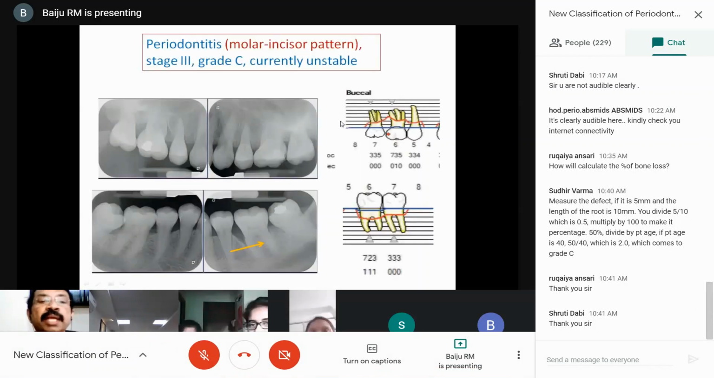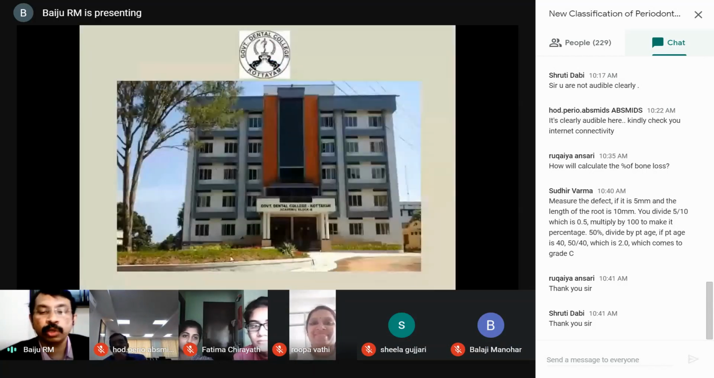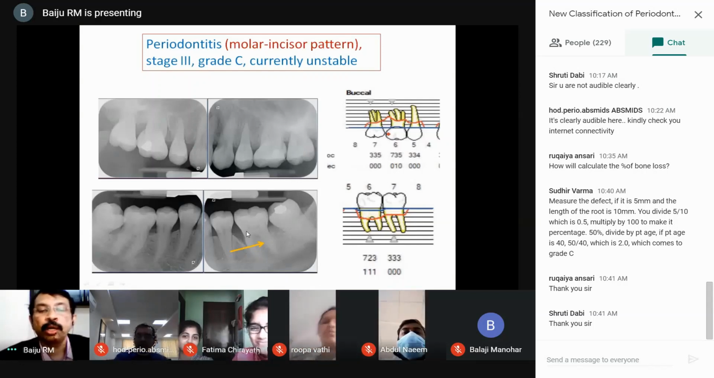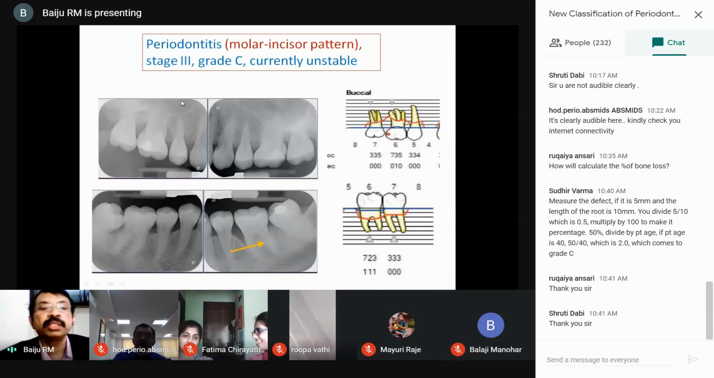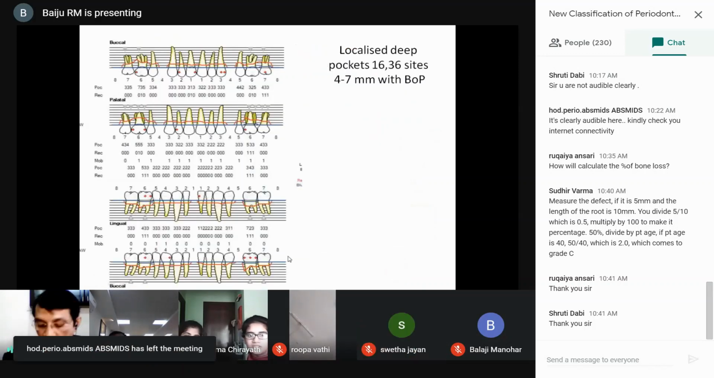So selective IOPA is taken, and what you have seen here is that the bone loss has gone to the middle third. This is the worst affected site in the patient, the distal aspect of 3-6, where the pocket is 7 millimeters. The bone loss has reached up to the middle third, so the stage is 3, severe, and the grade is C, because when you divide the patient's age by the bone loss, it is fast progression. But the extent is not generalized, because only the molars are involved in bone loss, no premolars.